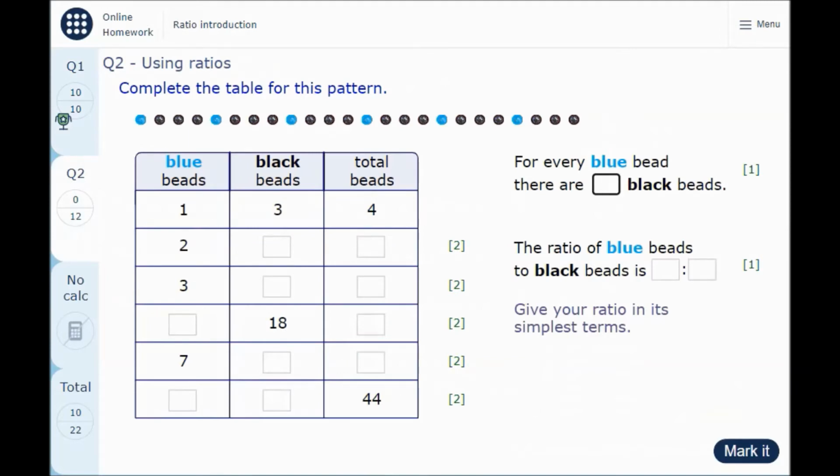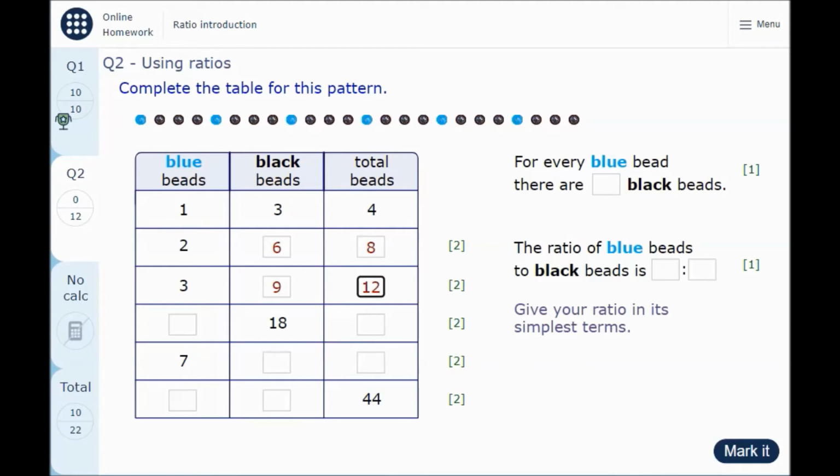Using ratio, complete the table for this pattern. So 1 blue bead to 3 black beads gives me 4 beads in total. So I'm going to just fill this one in. So if I had 2 black beads, I've doubled that ratio, so I'm going to do 6, which gives me 8. If I had 3, I've times it by 3, so I'm going to times this by 3, which gives me 9, and that's going to give me 12. And hopefully you can see what's happening here.